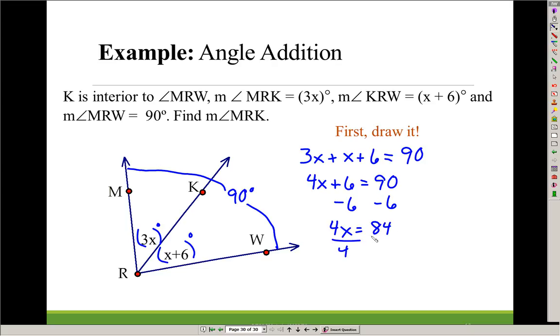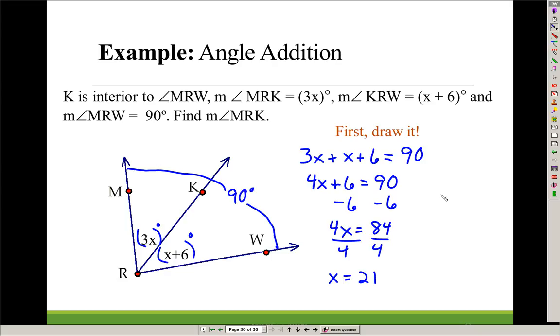Divide by 4. And x is 21. So are we done? Absolutely not. They said find the measure of angle MRK. They didn't say find x. We needed to find x, but x isn't what they asked for. So don't accidentally stop without finishing the question.